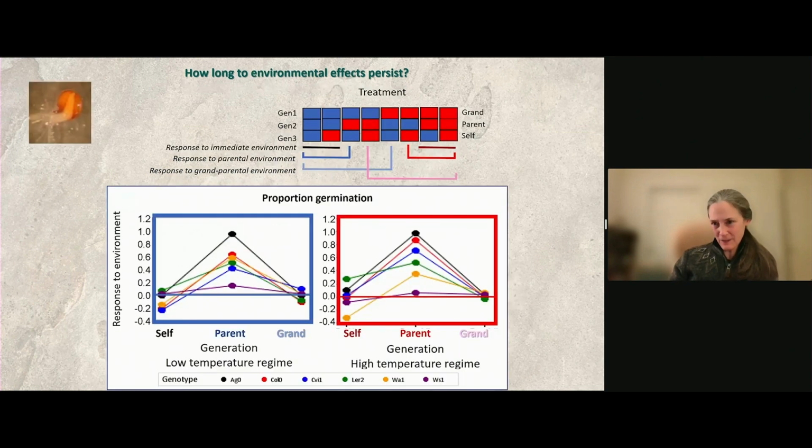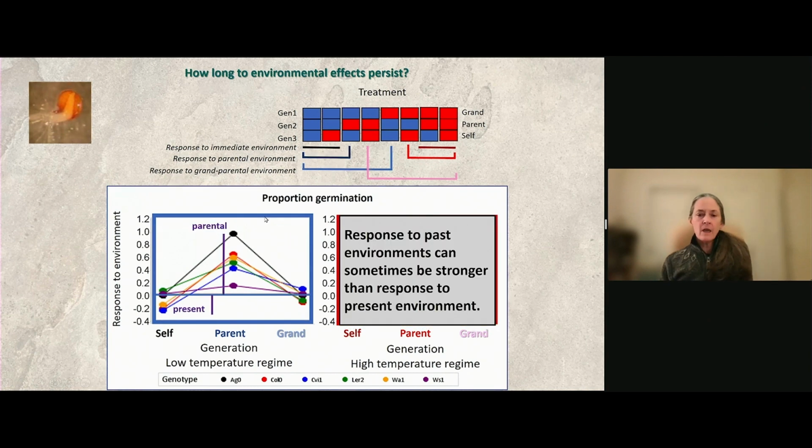We did not find evidence of the gradual dilution of environmental effects over time. In fact, for seed germination, the response to the parent environment was almost always stronger than the response to the seed's own environment. And this was true for both of these starting conditions. So each one of these lines is showing you the mean response to the environment for each of these different phenotypes. So the response to past environments can actually be stronger than response to the present environment.